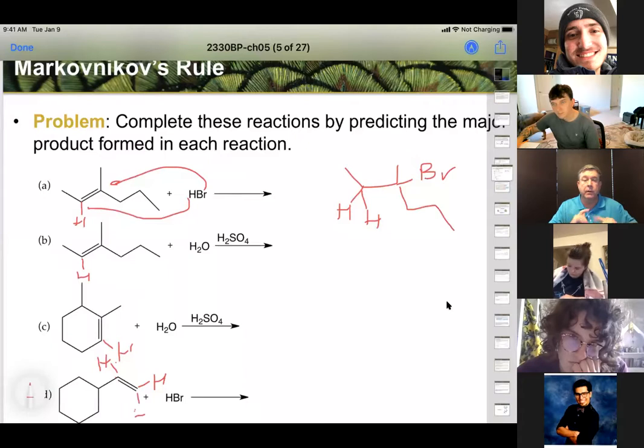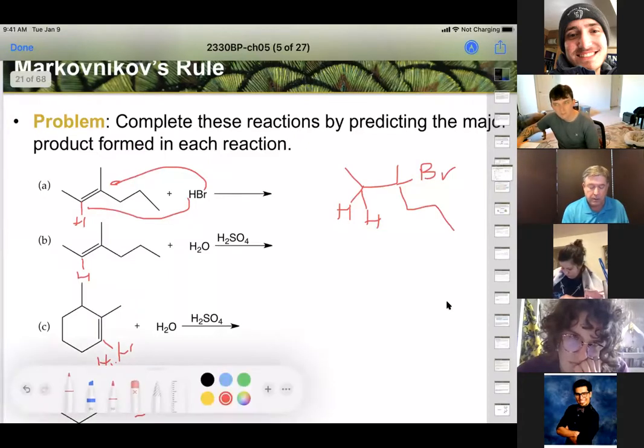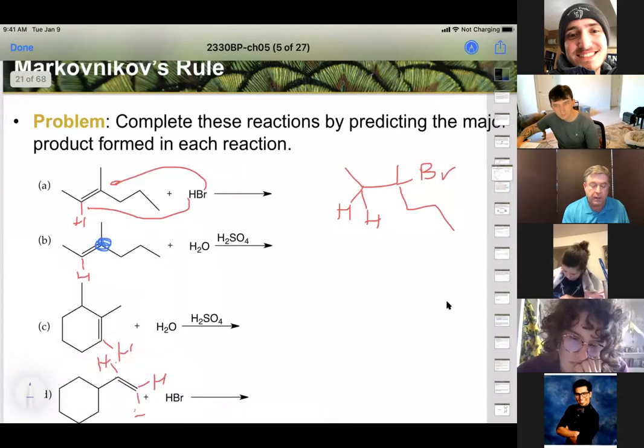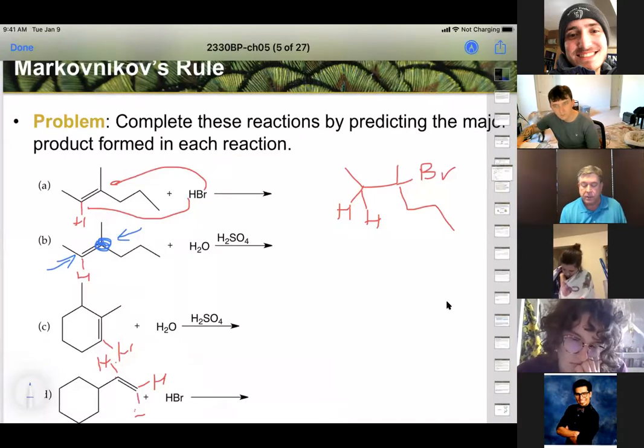Okay, let's do it with water. So if there's a hydrogen here, there's no hydrogen on this carbon here. And so that means that hydrogen is going to go on that side, and that means the remaining OH is going to end up on this side. So let's draw that product now, OH.